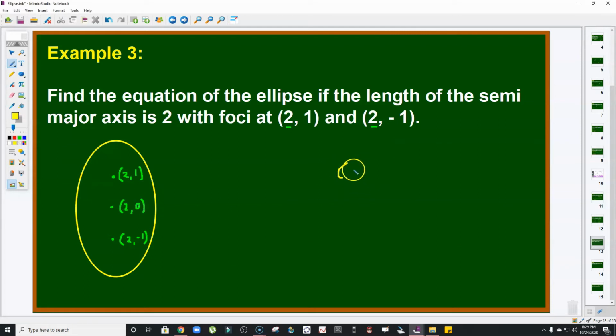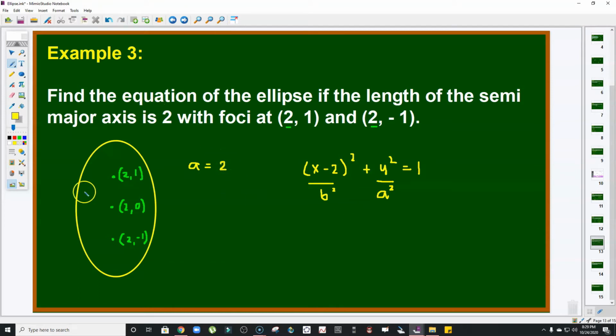So, I have (x minus 2) squared plus y squared equals 1. Take note, ito yung a squared ko, ito yung b squared ko. Why? Because again, the major axis is vertical. Now, ang sabi, the length of the semi-major axis, regardless kung vertical or horizontal yan, ang major axis natin is 2a. Since semi, so a is 2.